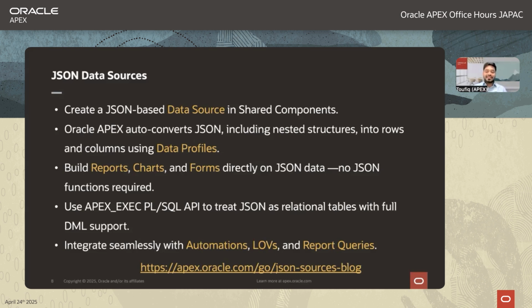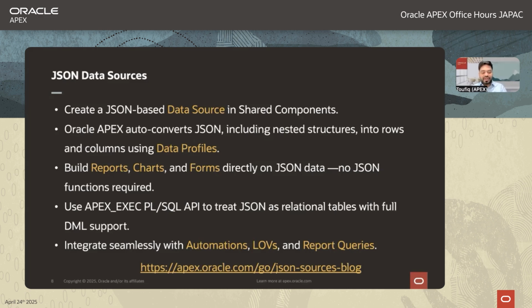And these JSON data sources also support DML operations, wherein you can also update from a form. Let's say you are displaying the JSON in the form of a form in page items. You can also update the form, and that will directly update the JSON object. So Apex also takes care of the DML operations. Additionally, you can also perform DML operations using the APEX_EXEC package. So you can integrate these JSON data sources also with automations, list of values, report queries, etc. Right? This is how you can use JSON sources.